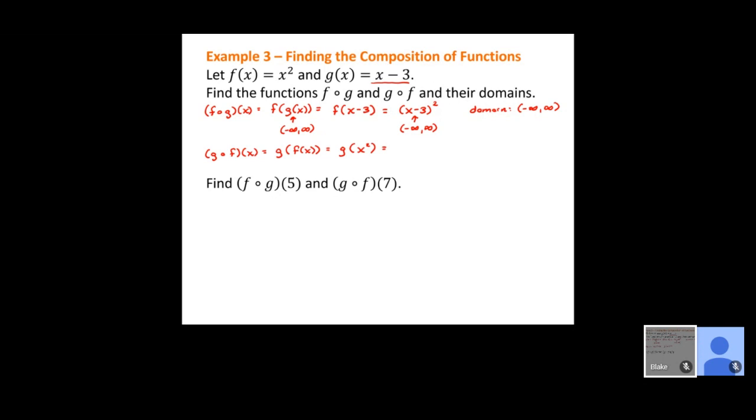which means I'm going to take the x squared now and I'm going to substitute it into the g function. If I do that, what's that going to give us? Good. X squared minus 3. Any questions on finding g of f of x now?